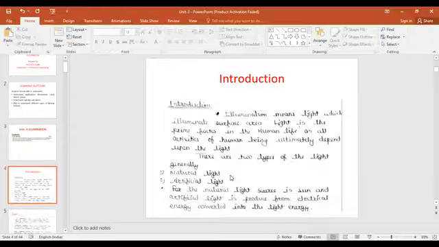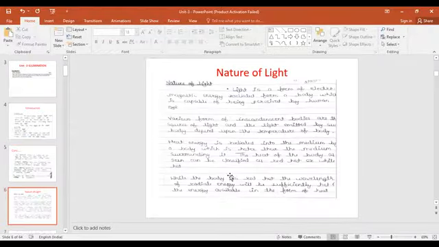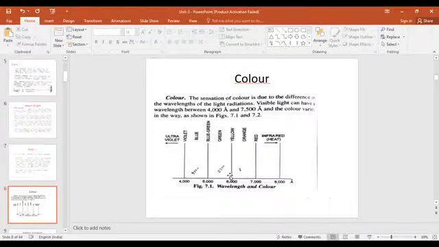Natural light is directly available from the sun, and artificial light is made by man, man-made, having some device sources that emit the energy, and it is nearly similar in color to the natural light. Okay. Then we have seen the color.